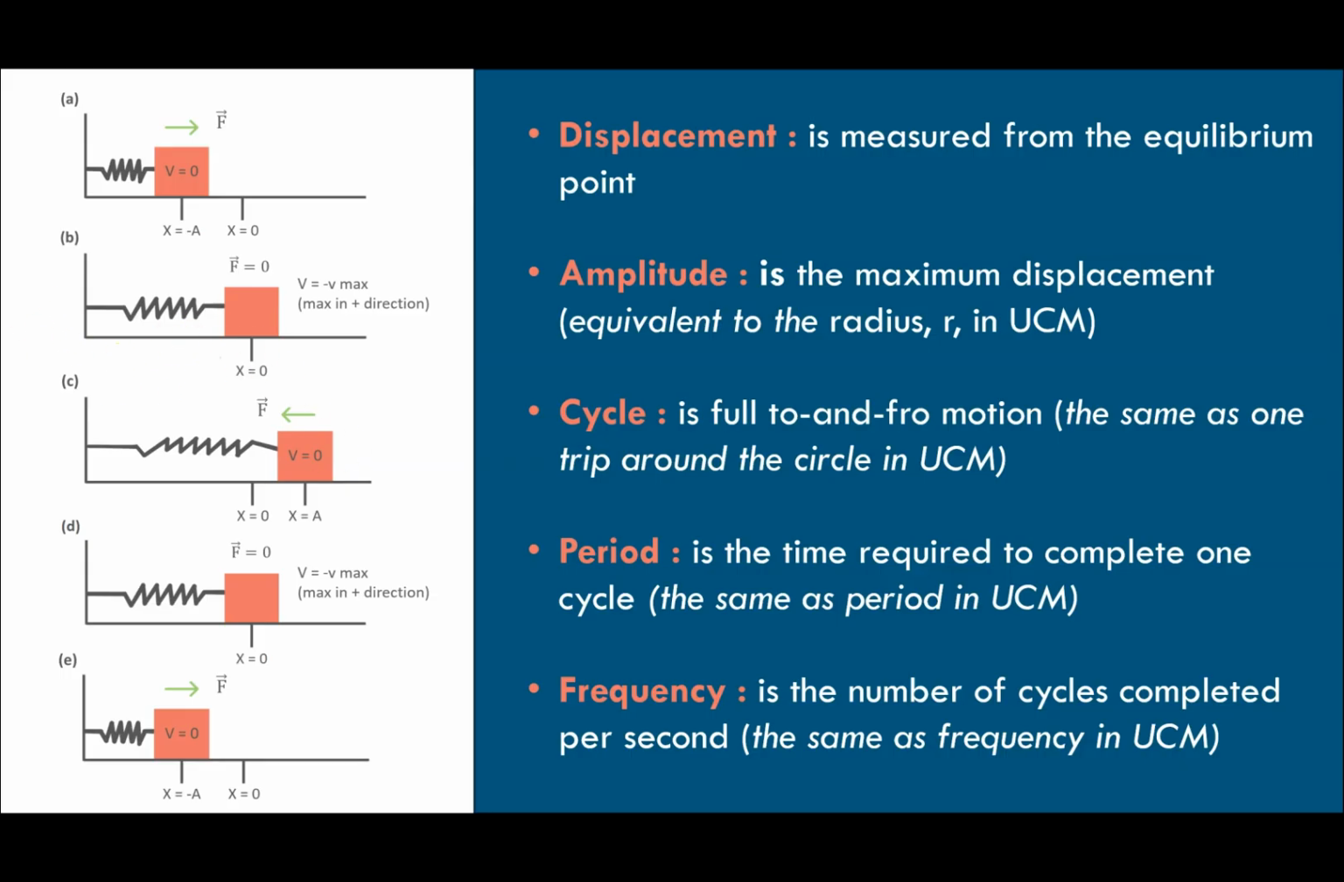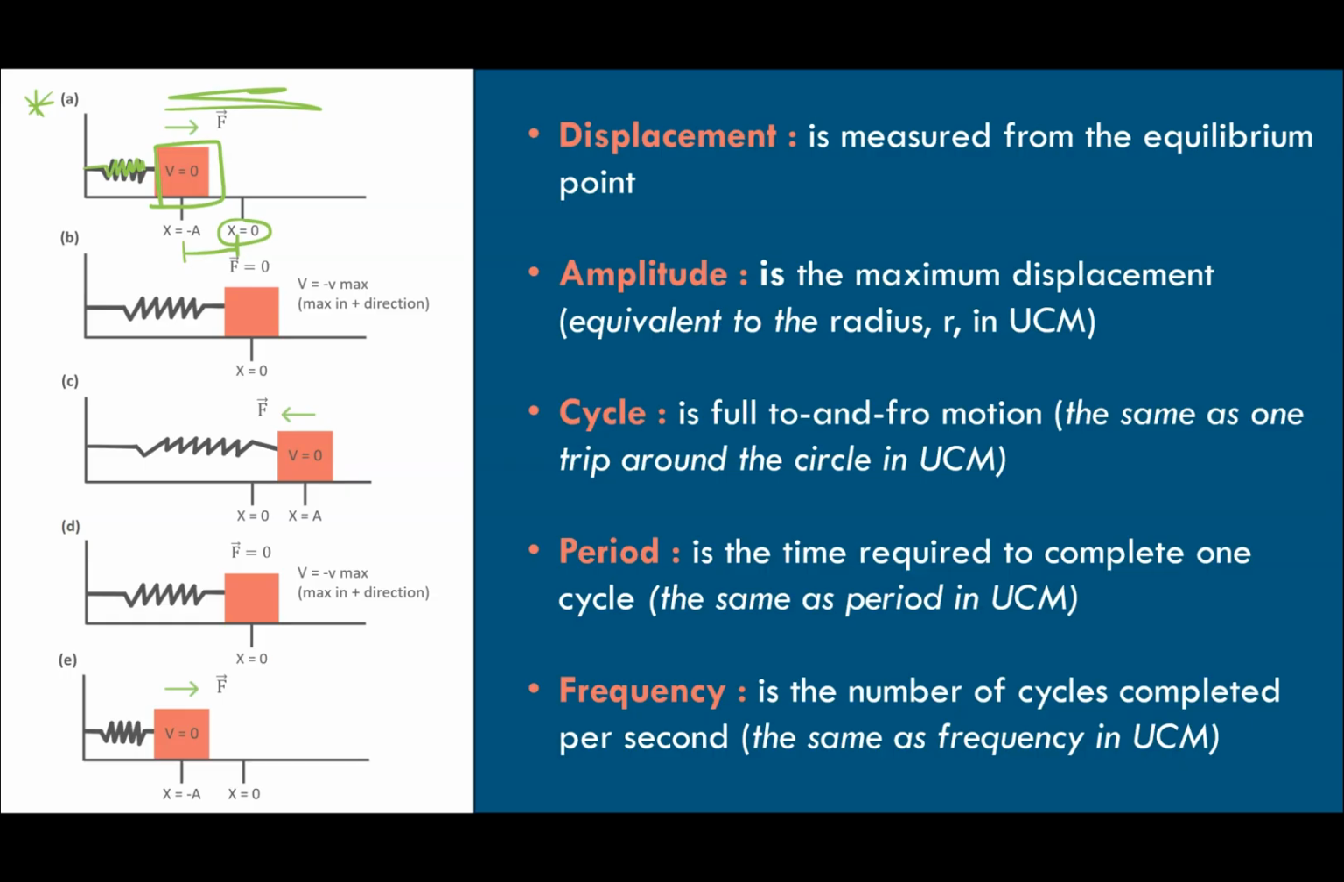Alright, some key things to know. First, we're going to be talking about oscillations where there's a spring involved and a mass that's oscillating back and forth with a spring. Displacement is measured from the equilibrium point. In this case, it's how far it is from the equilibrium point, the point where, if no forces are acting on it, the net force is equal to 0.